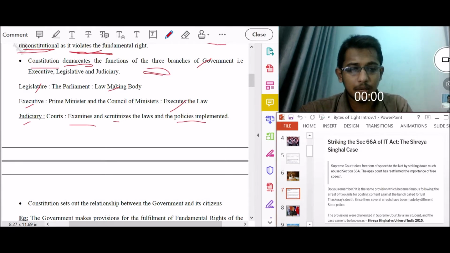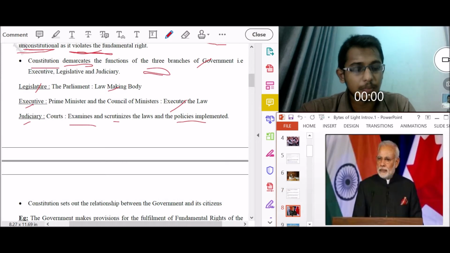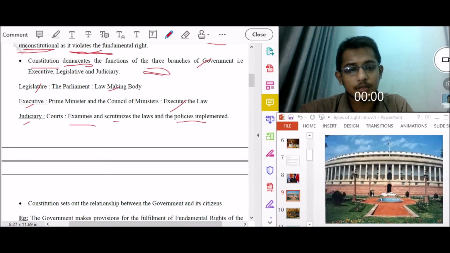So I shall show you the pictures of the executive. This is the Prime Minister, Mr. Narendra Modi, and you can see this is also the legislature.